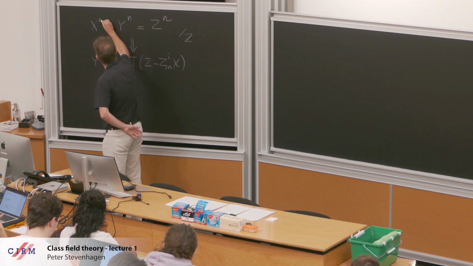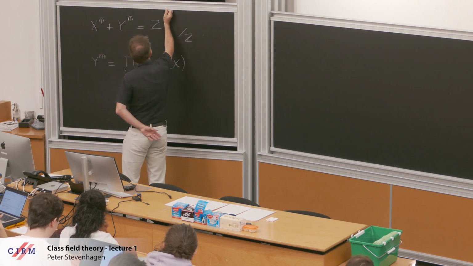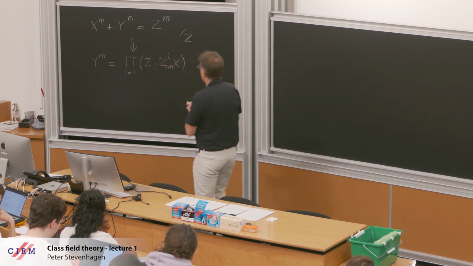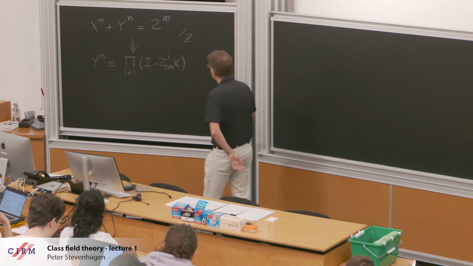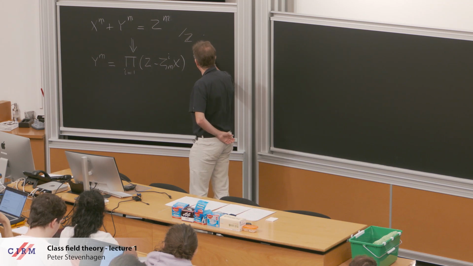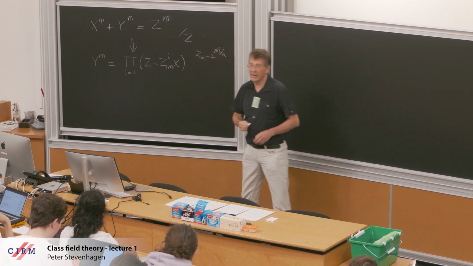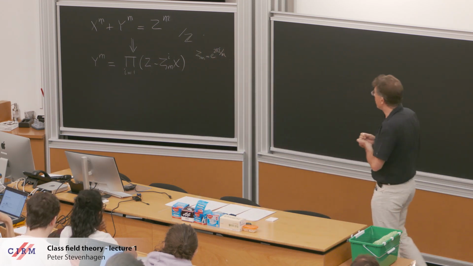Maybe I want to call this m. Let me try and stick to m for this one. Sorry. And this is over the complex numbers. What you need is a primitive nth root of unity. So if you know what the exponential function is over the complex numbers, you can define this complex number, e to the 2 pi i over m. That's a primitive mth root of unity.